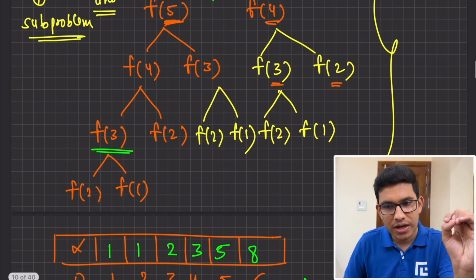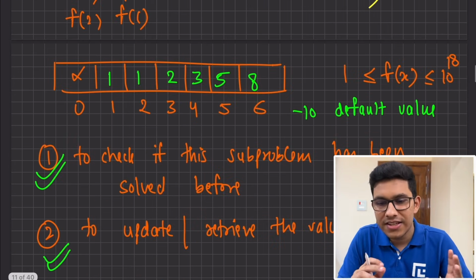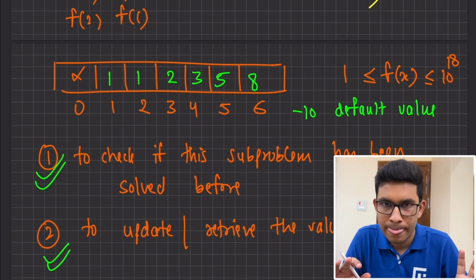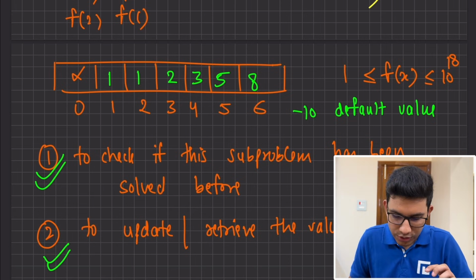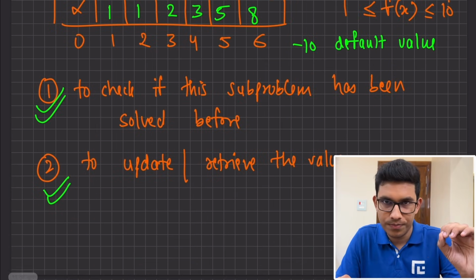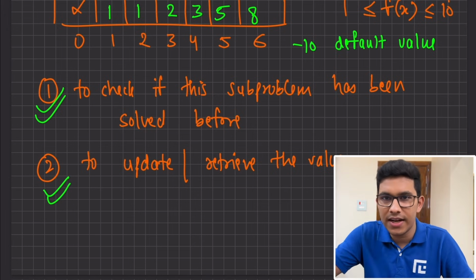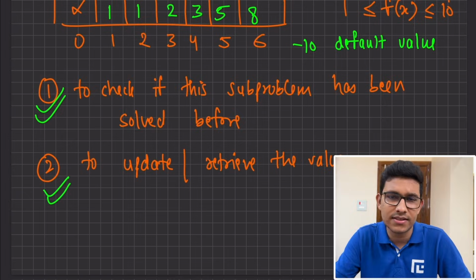Okay, what did you learn from this? There are two things that you need to care about. How do you check if this subproblem has been solved before or not? Okay, simple. You can use some default value for that. The second thing is, how do you retrieve that value? Okay, and for that, if it is an array, you can just directly access the index. If it is a map, you can access that key.